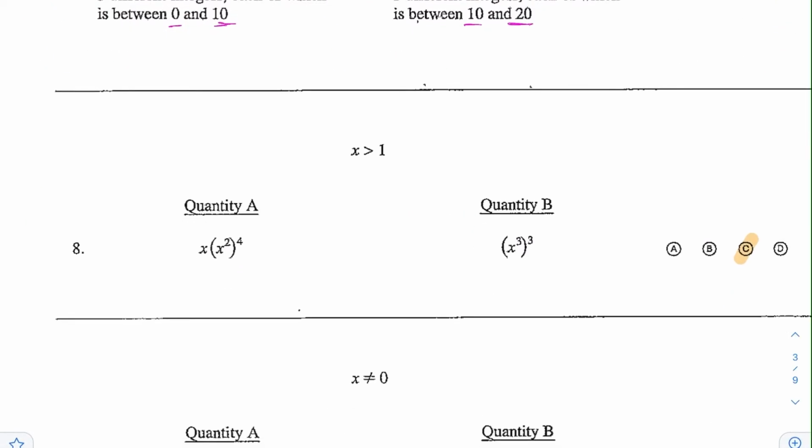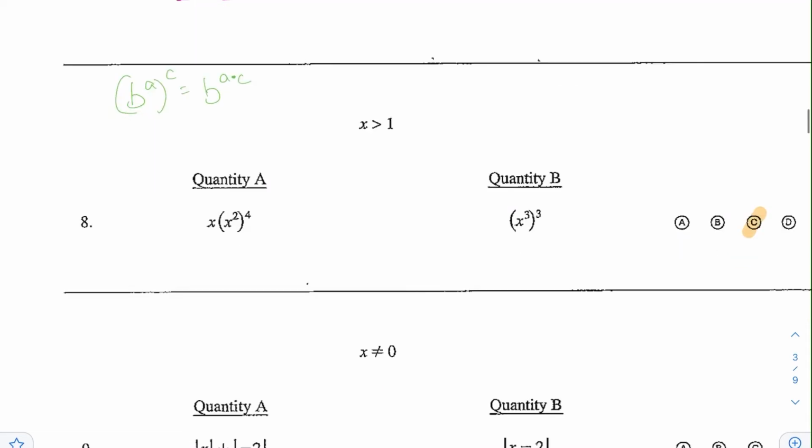Next, for number 8, you have x is greater than 1. So when you compare these two quantities, you have to use the laws of exponents. When you have a power to a power, b to the a raised to the c power, that's going to be b to the a times c. So that means you'll have to multiply this 2 and 4, which will be equal to x times x to the 8th power.